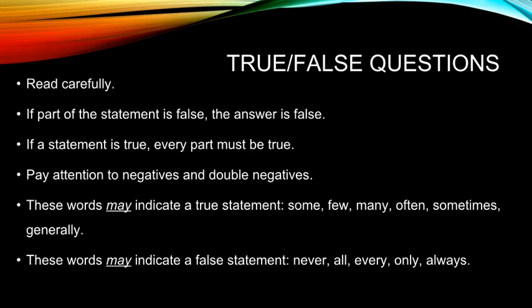With a negative, drop the negative word. If the sentence is true without the negative word, then the statement is false. Double negatives: two negatives make it positive. Make both negatives positive, then determine if the statement is true or false. These words may indicate a true statement: some, few, many, often, sometimes, and generally. And these words may indicate a false statement: never, all, every, only, always.